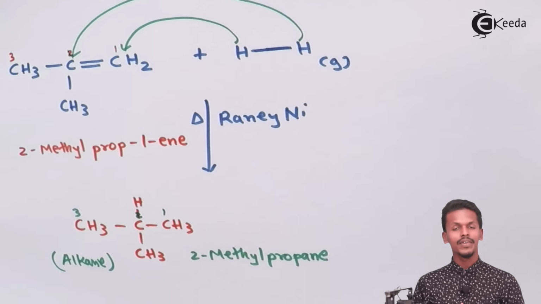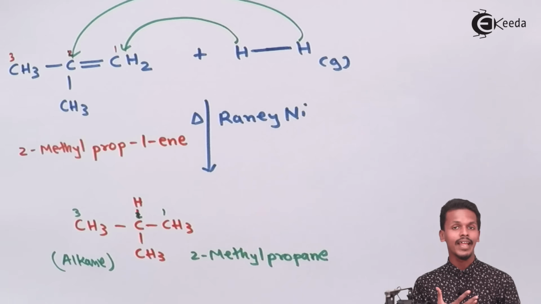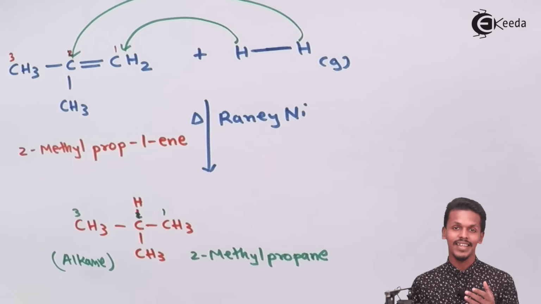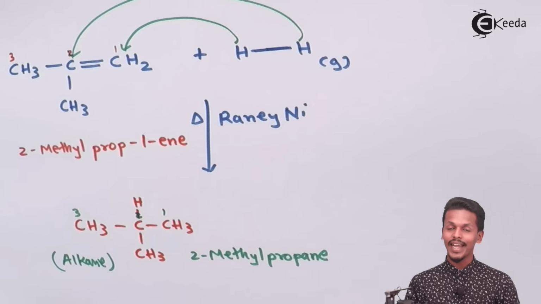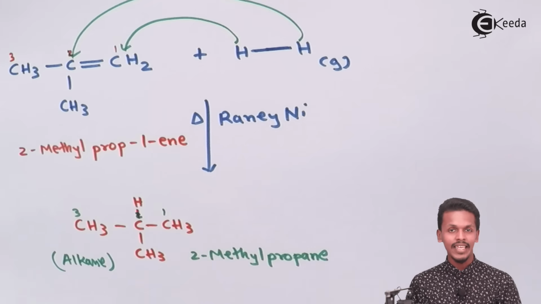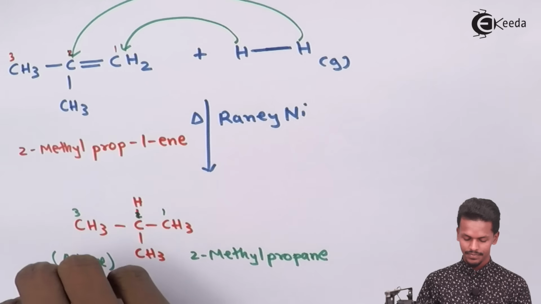So for that we have introduced hydrogen, and yes, we have done hydrogenation. But one more unsaturated hydrocarbon is remaining, and that type is known as alkynes. So let us see how we can convert alkynes to alkanes. Let us do that.